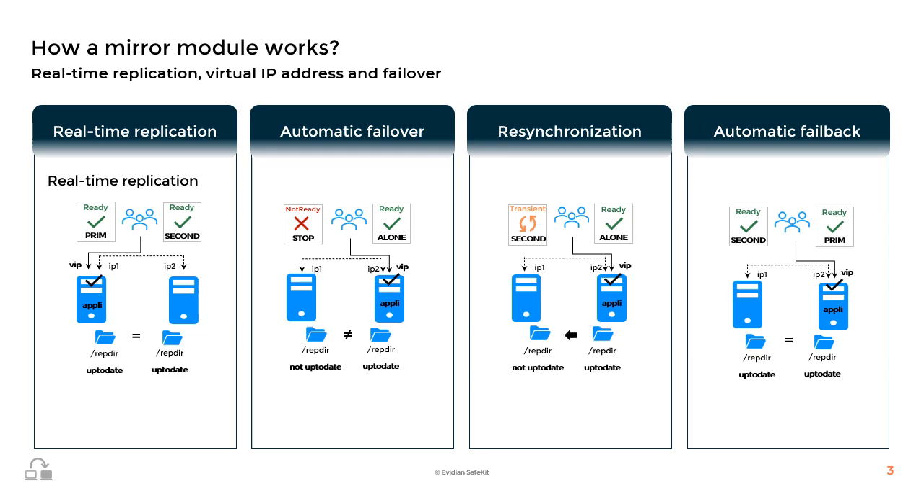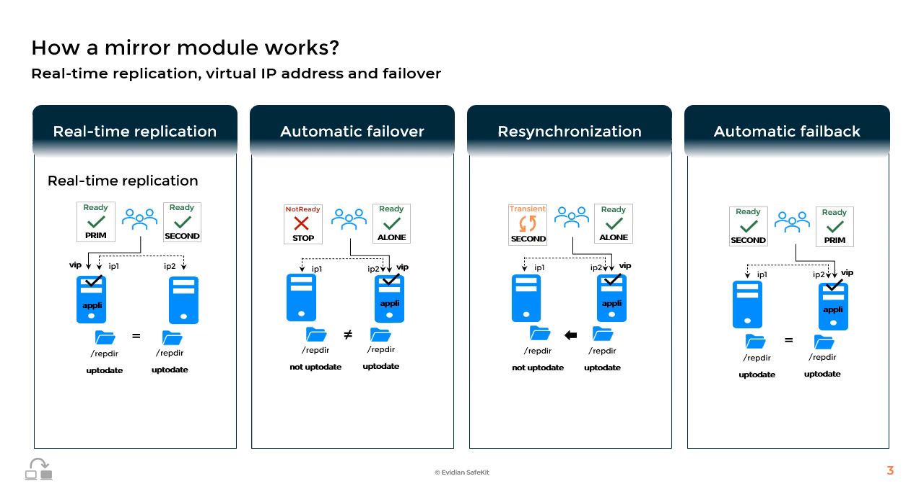At step 1 in the figure, the mirror module is running in the prim second state. The application runs only on the prim server, and the virtual IP has been set on its network interface. Only modifications made by the application inside files are replicated in real time.